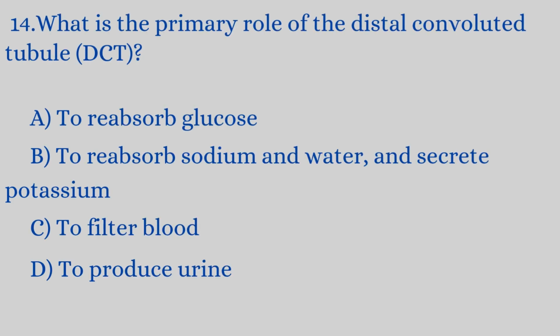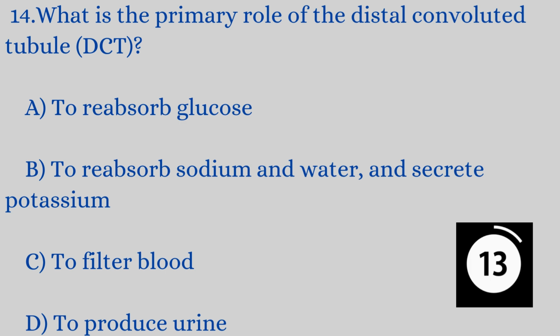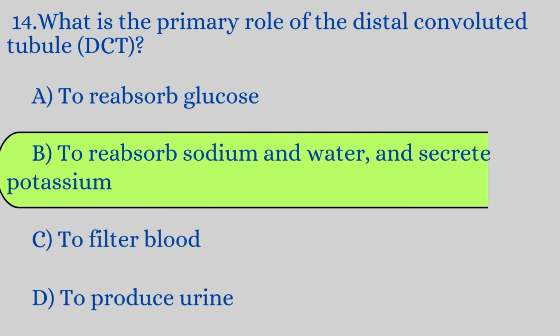14. What is the primary role of the distal convoluted tubule, DCT? A. To reabsorb glucose. B. To reabsorb sodium and water, and secrete potassium. C. To filter blood. D. To produce urine. The answer is B. To reabsorb sodium and water, and secrete potassium.